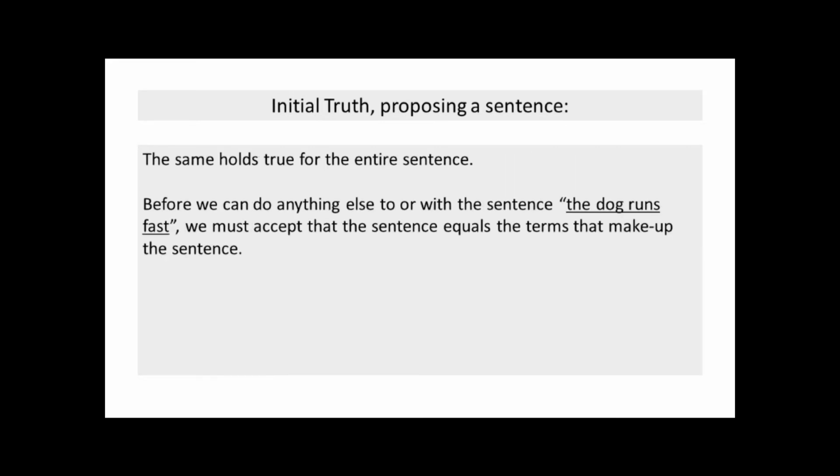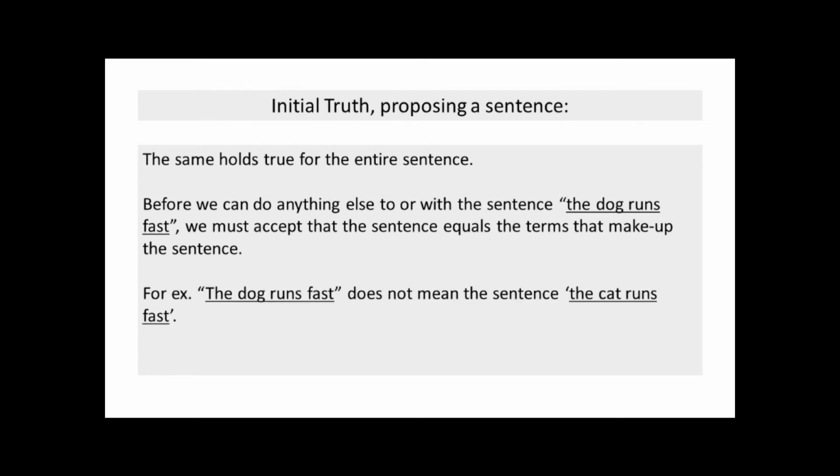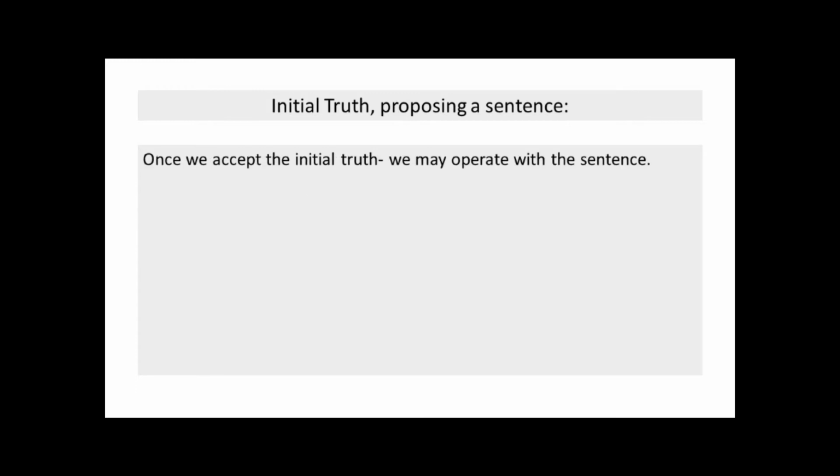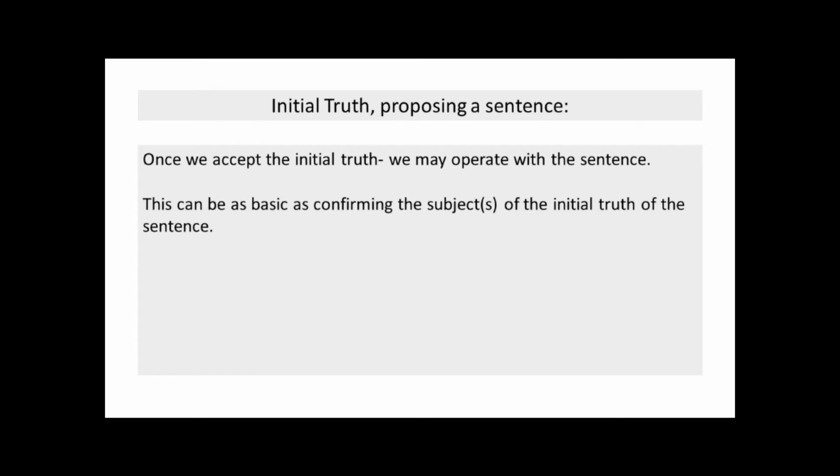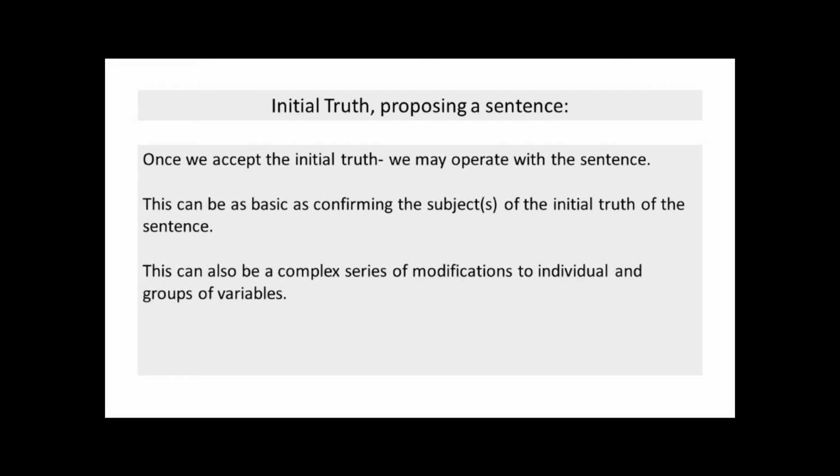Before we can do anything else to or with the sentence, "the dog runs fast," we must accept that the sentence equals the terms that make up the sentence. For example, "the dog runs fast" does not mean the sentence "the cat runs fast." Once we accept the initial truth, we may operate with the sentence. This can be as basic as confirming the subjects of the initial truth of the sentence. This can also be a complex series of modifications to individual and groups of variables.